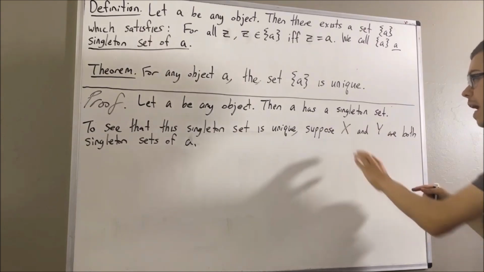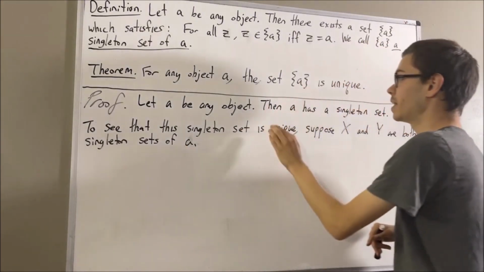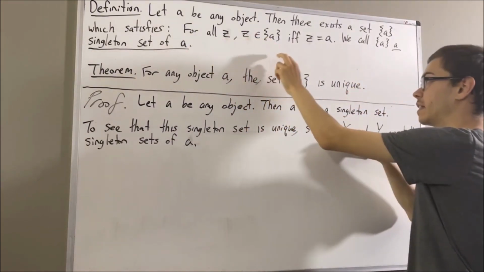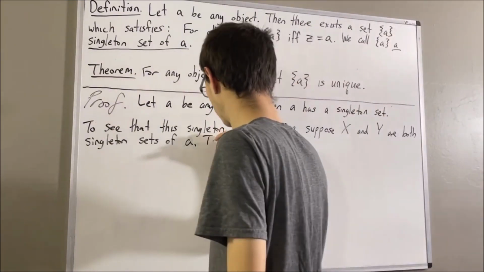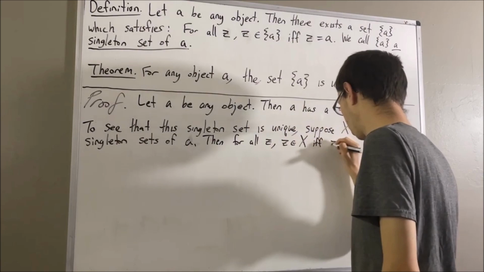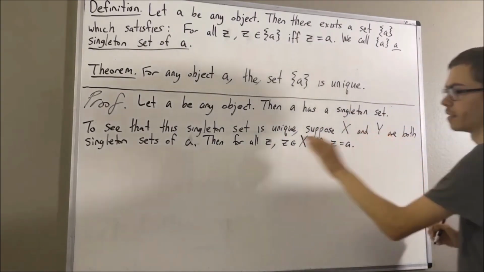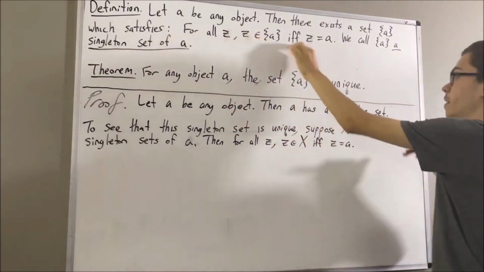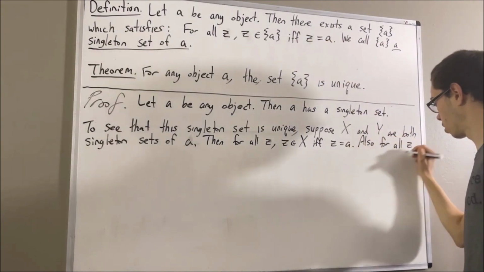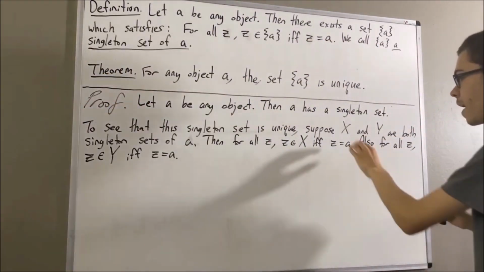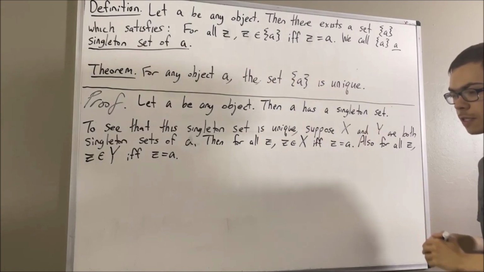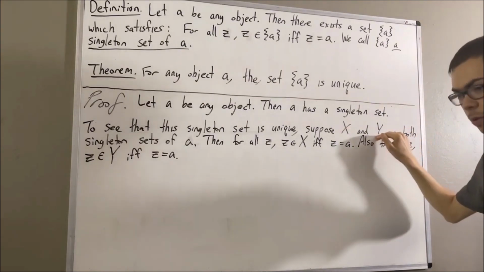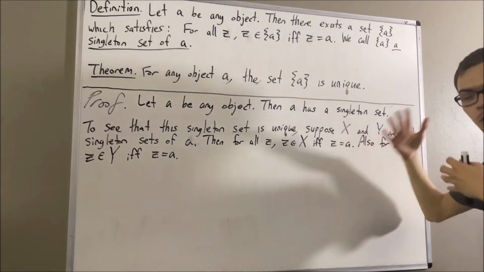Now, since X is a singleton set of A, by definition, for all objects Z, Z is an element of X if and only if Z is equal to A. Also, since Y is a singleton set of A, for all Z, Z is an element of Y if and only if Z is equal to A. Now, to prove that X is equal to Y, what we're really trying to prove is, for all objects Z, Z is an element of X if and only if Z is an element of Y. Because that's what it means for two sets to be equal.